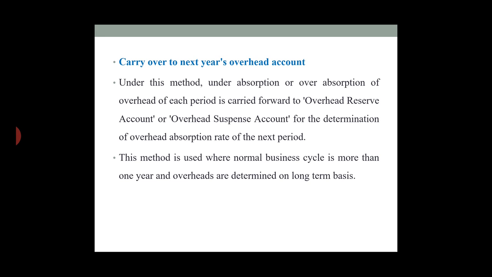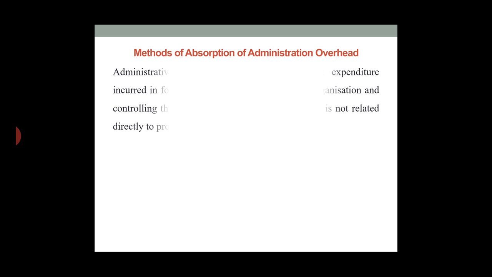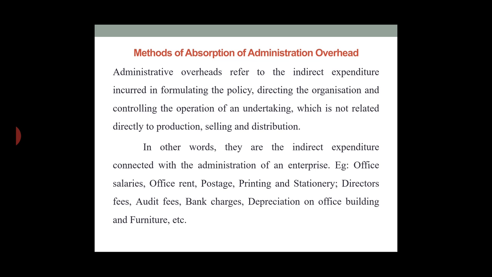This is used where the normal business cycle is more than one year and overheads are determined on a long-term basis. Then methods of absorption of administration overhead. The administrative overhead refers to the indirect expenditure engaged in formulating policy, directing the organization and controlling the operations of the undertaking, which is not related directly to production, selling and distribution. In other words, they are the indirect expenditure connected with the administration of the enterprise.